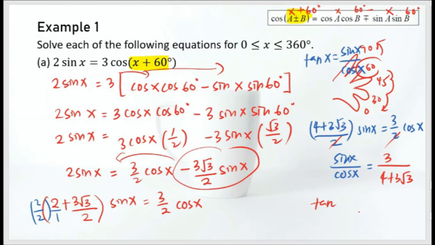Anything wrong? What did I do wrong? Sorry, I check first. 3 over 2. 3 over 2. 1 over 2 sine square 2x.